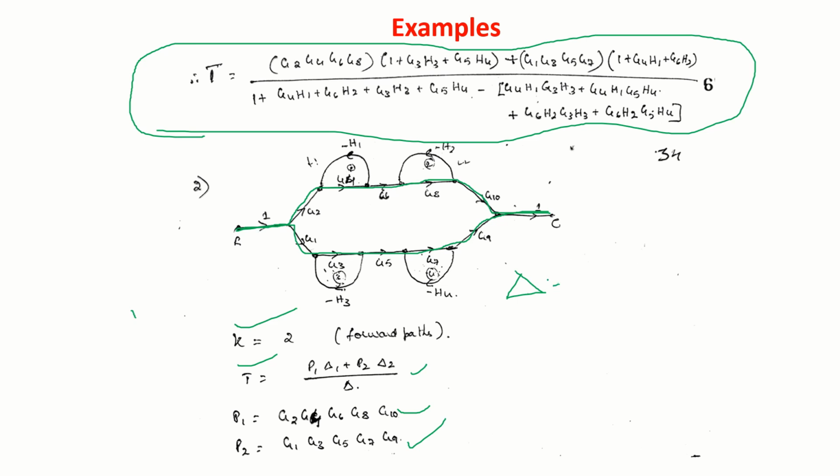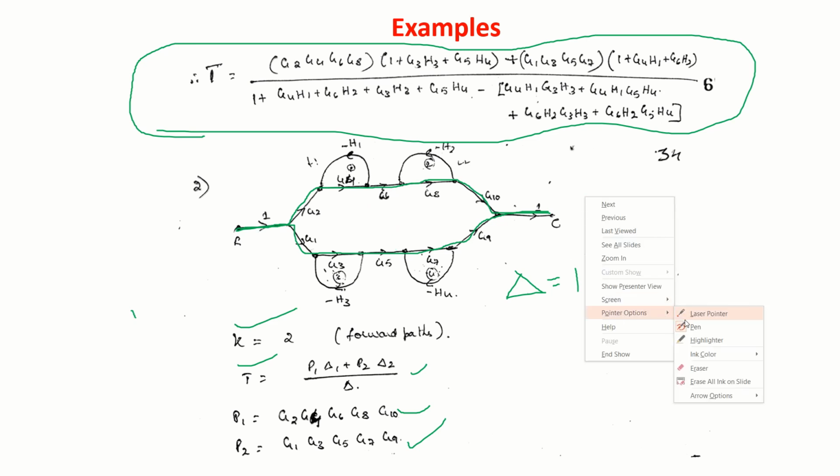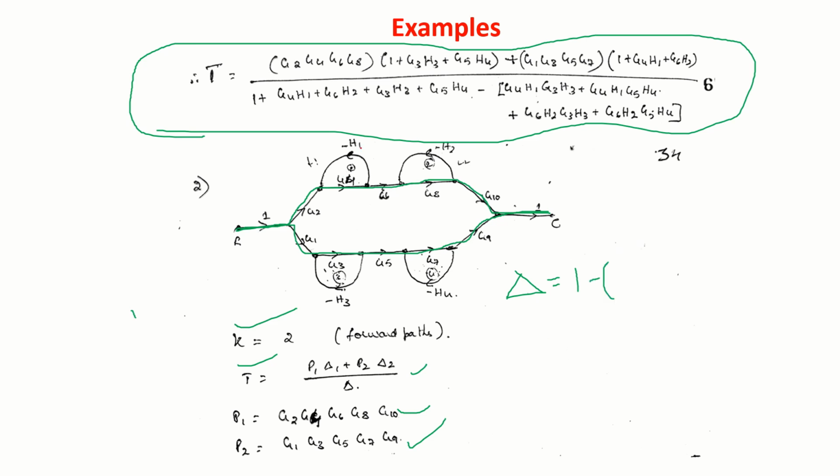Delta is 1 minus individual loops. We can clearly see that there's one loop here, one loop here, one loop here, one loop here. So L1 plus L2, L3, L4.